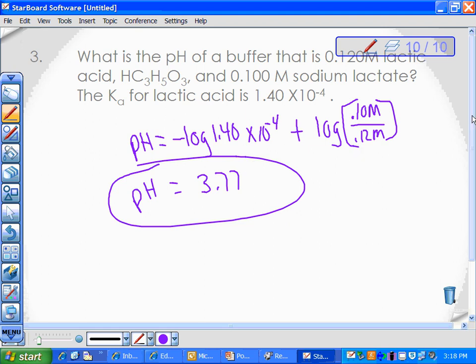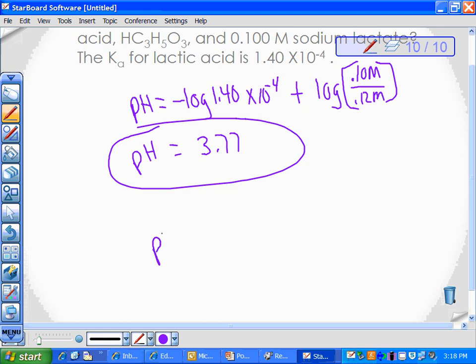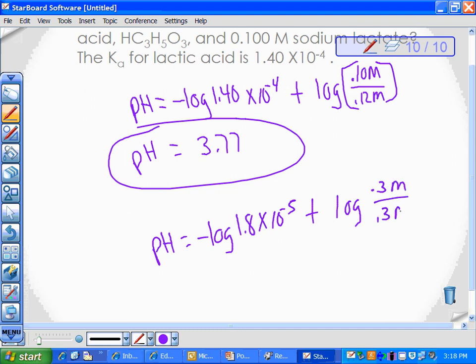You could go back and do it on that first problem that we did. Ka is 1.8 times 10 to the negative fifth, the very first one with the acetate. And it was 0.3 for both of them. So our base was 0.3, our salt was 0.3, and our acid was 0.3. Well, 0.3 divided by 0.3 is 1. If you took the log of 1, this equals 0. So basically this falls out of the equation. So it's just the negative log of that, which is what we ended up doing when we worked that problem.